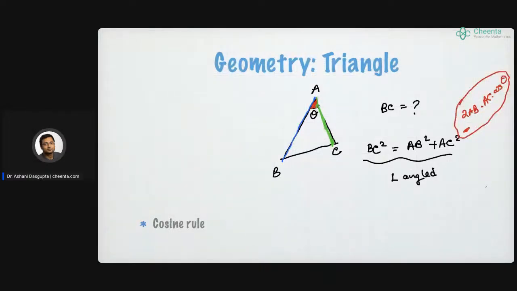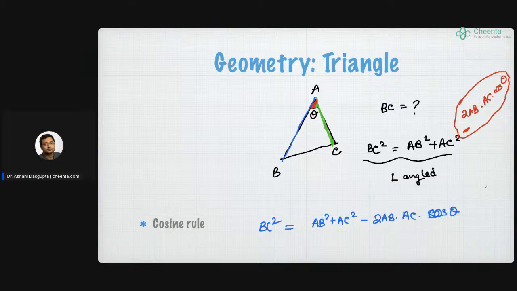So maybe I can write it a little bit more clearly here: AB square plus AC square minus twice AB times AC times the cosine of the angle in between. That gives you the value of BC square. This is a general tool that we use all the time, and as I told you, you can see its application in a problem on our YouTube channel. It's a very beautiful application from the CMI entrance.